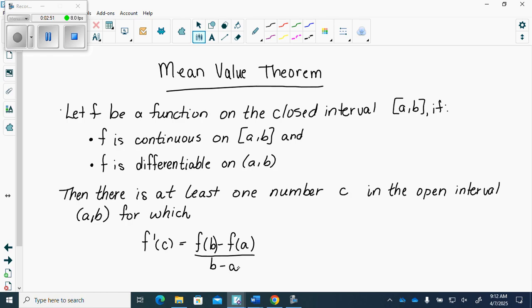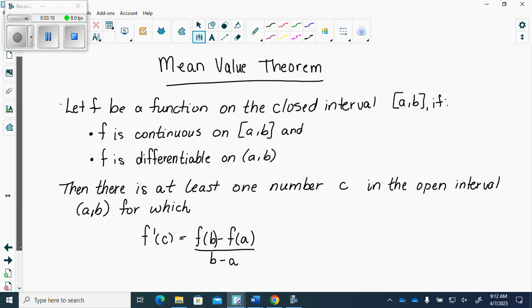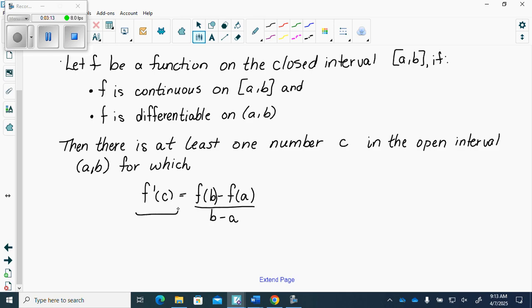So let f be a function on the closed interval a, b. f has to be continuous. f has to be differentiable. Then there is at least one number c, so one x value, in the open interval a, b for which the tangent slope equals the slope of the coordinates. This here is the tangent slope. Where the tangent slope equals the, what's this? Grade 10 slope.